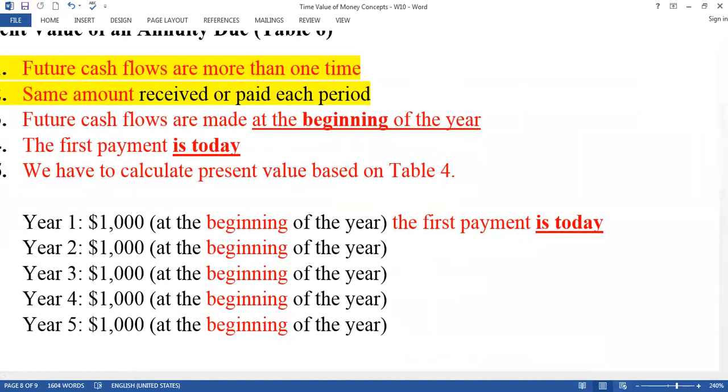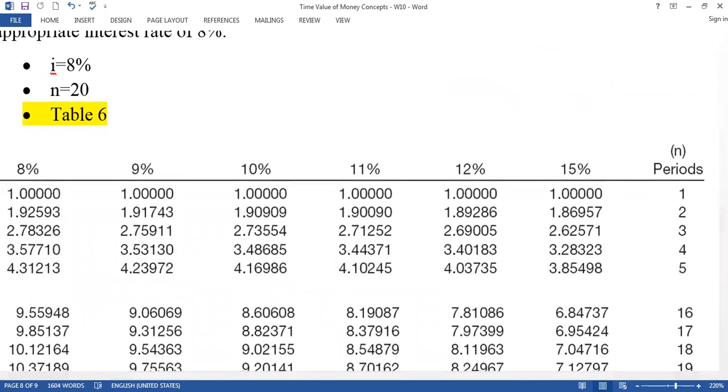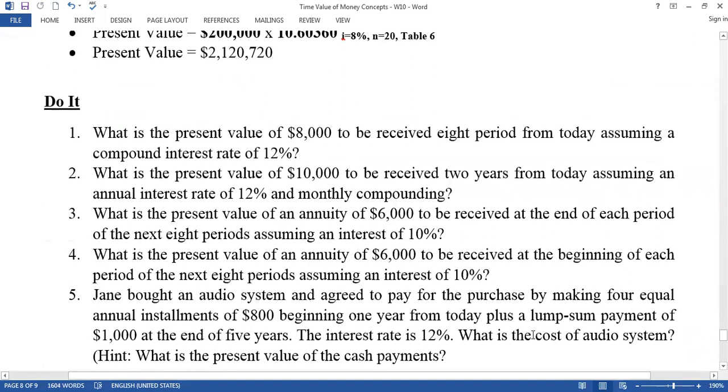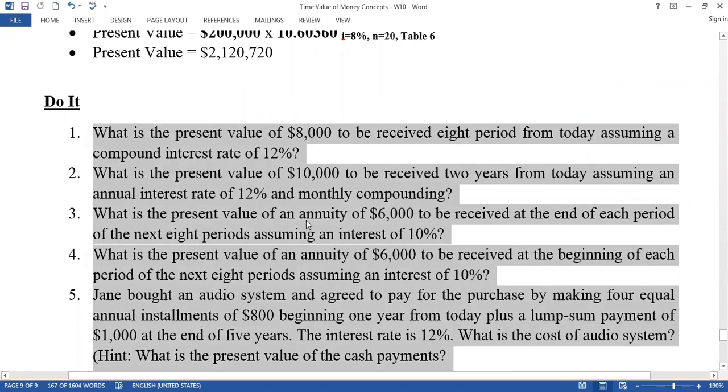What you have to do? I give you 5 questions. Okay, so you solve it now. After you solve, then I will explain the answers and I will show you some alternative questions from here. Okay, so these are the 5 questions.